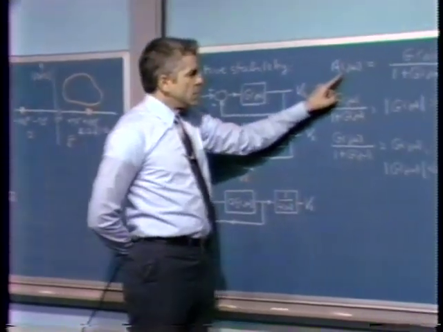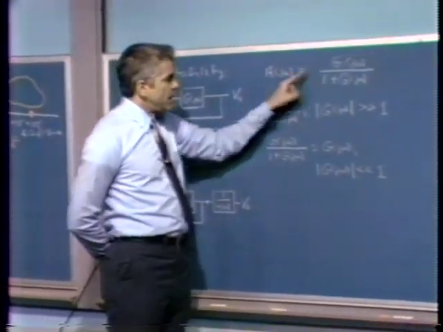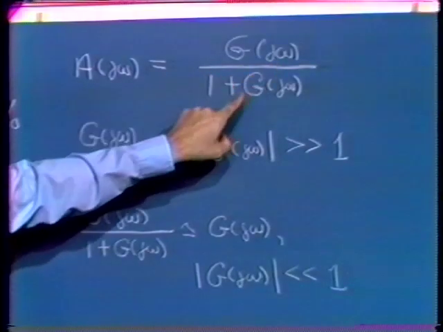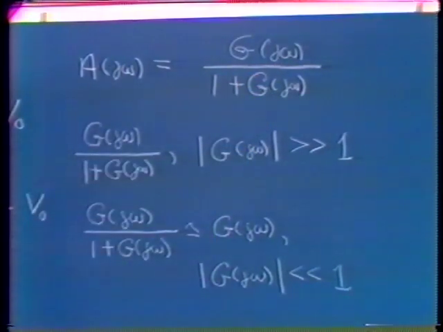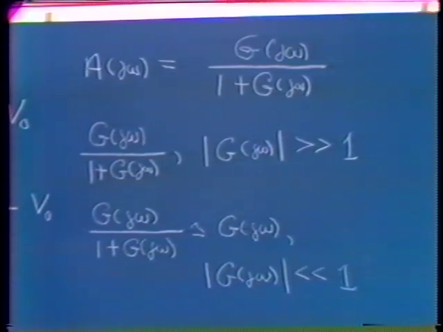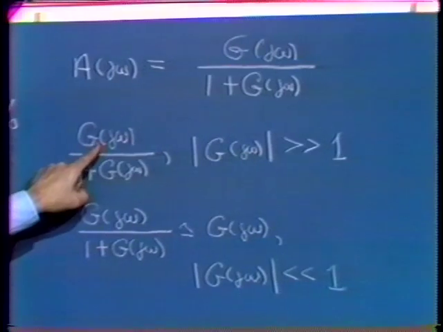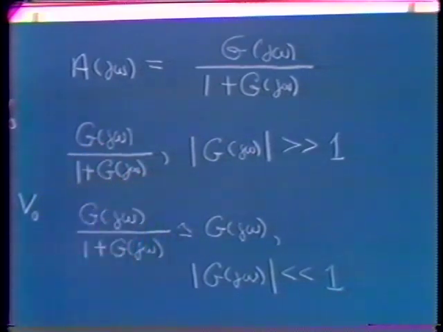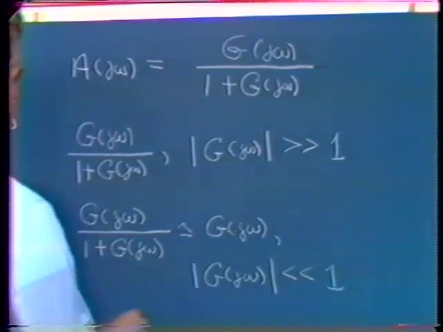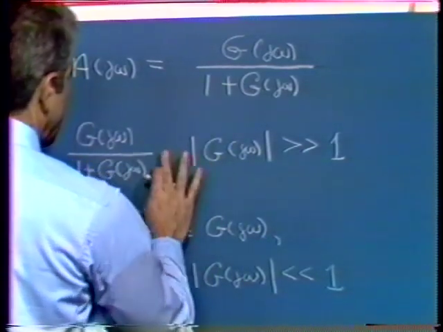We consider the closed loop gain A of j omega being equal to G of j omega over 1 plus G of j omega. And we can very easily evaluate that for limiting cases, because we recognize that this quantity is just about equal to 1 when the G of j omega product is very, very large. In other words, I should have an equals 1 here.